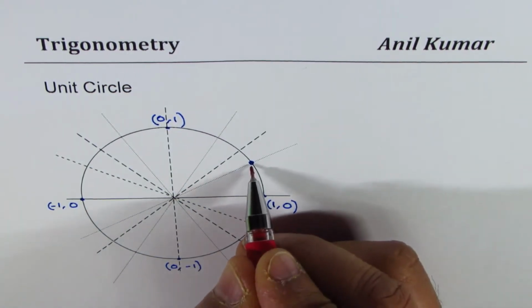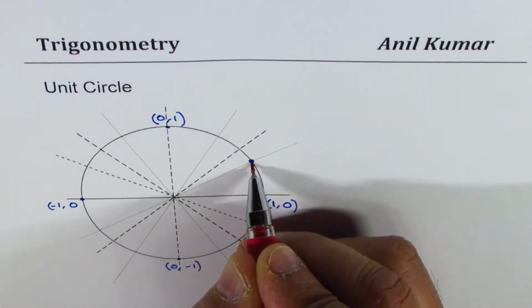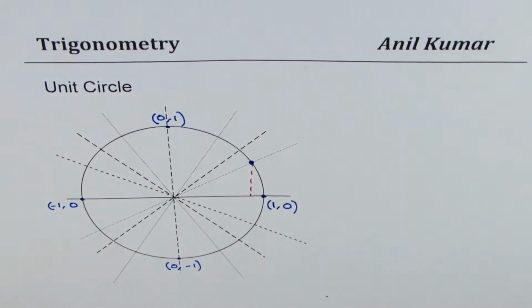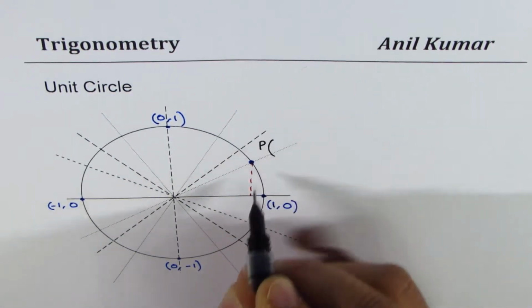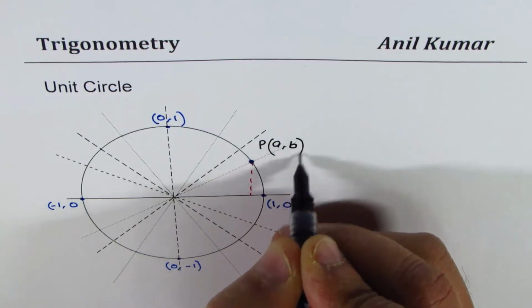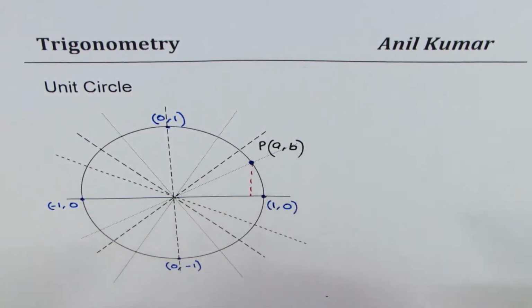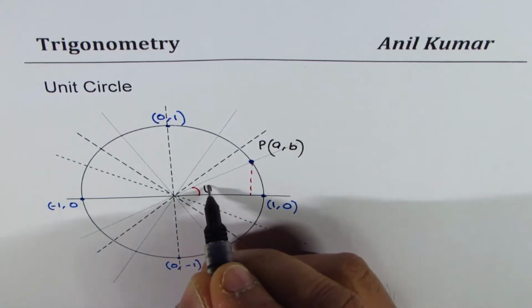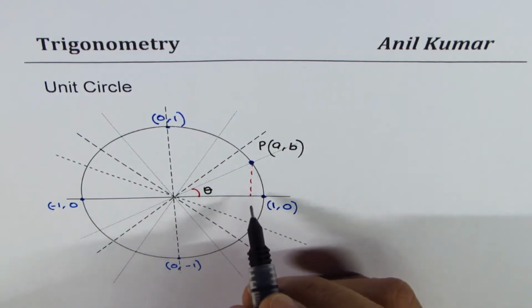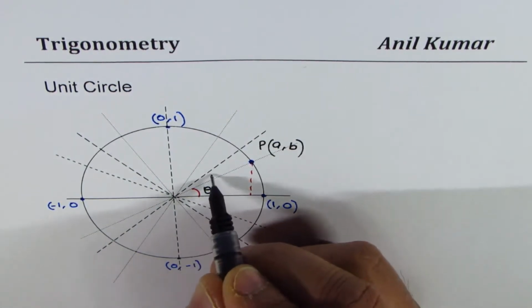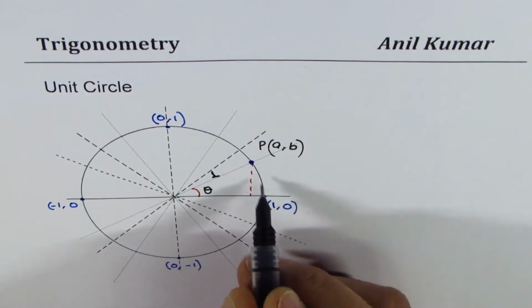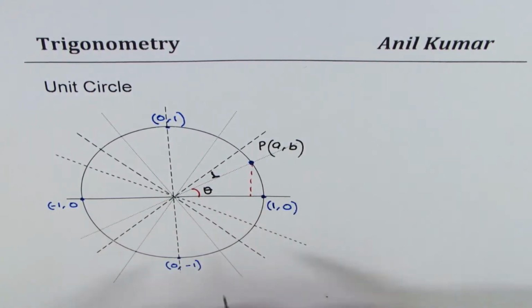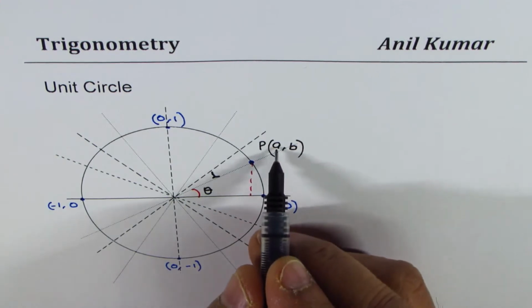So what I'll do here is, let's take a point P, and at this point P, I'll drop a perpendicular. Let me call this point P, whose coordinates are A and B, right? A is the x value, in general B the y value. And let us say this angle here is angle theta. Now, if I have a radius of 1 unit, this radius is always positive 1 unit.